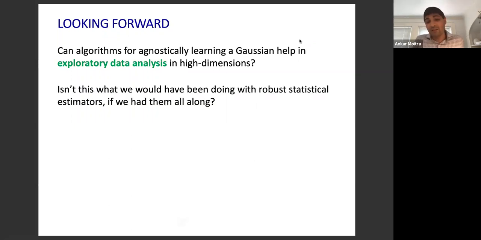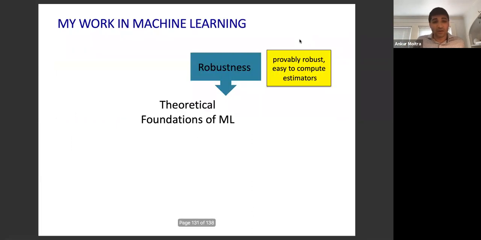And I would claim that if we could compute the Tukey median and other things that were the promise of robust statistics, this is what they would have been doing all along, applying it to exploratory data analysis, especially with the advent of modern machine learning. So let me briefly wrap up. This is one thread of my work which I'm pretty excited about: high dimensional robust estimation.